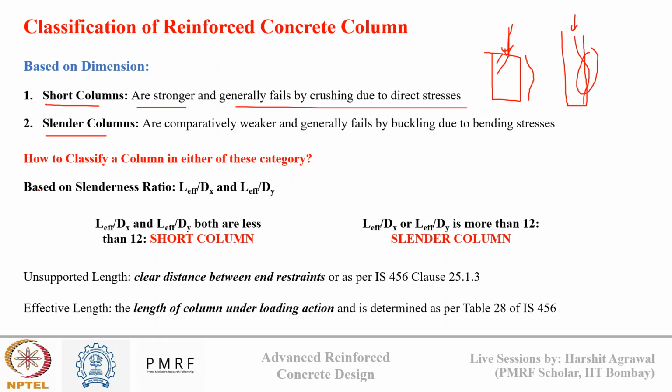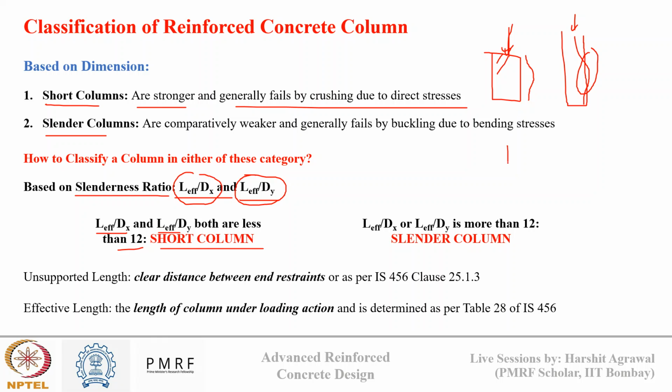Now, how do we classify whether a column is a short column or a slender column? We classify it based on the slenderness ratio, which is L effective by D. In both the x direction and y direction, we calculate the slenderness ratio: the effective length of the column divided by the dimension of the column. If this ratio is less than 12, then we say it is a short column. And if this ratio is more than 12, then we say it is a slender column.